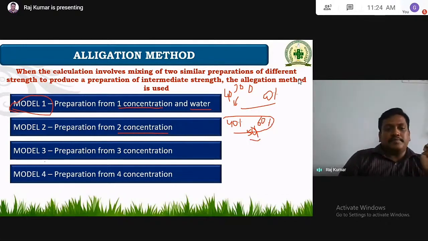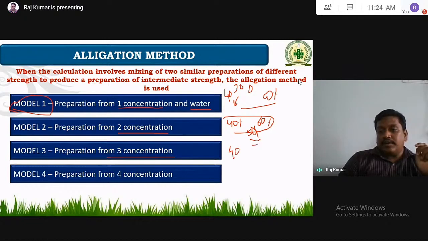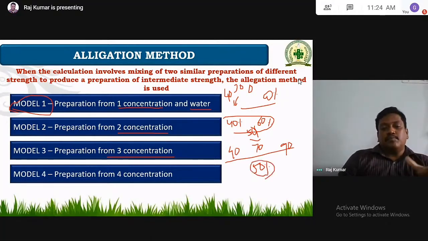Then comes model 3, preparation from 3 concentrations. If you have 40, 70, 90, these are the different concentrations available with you, and you want to prepare an intermediate of these. For example, if you want to prepare 50 by using these concentrations, then model 3 will be useful. You have to use the 3 concentrations and finally prepare 50%.